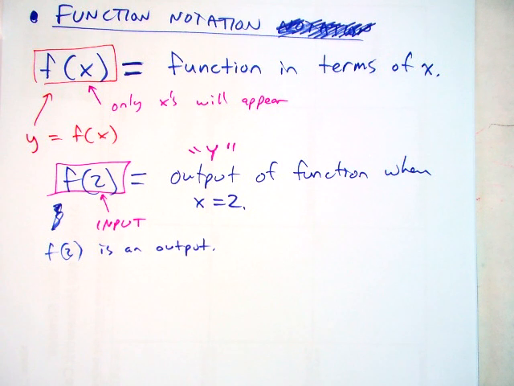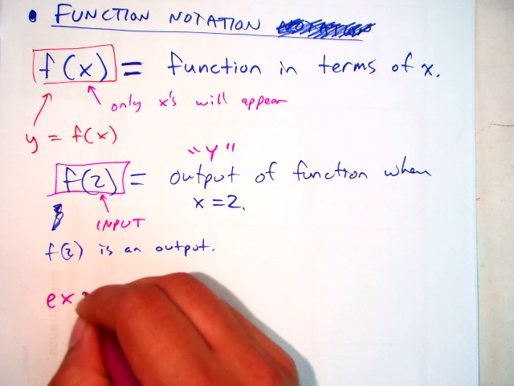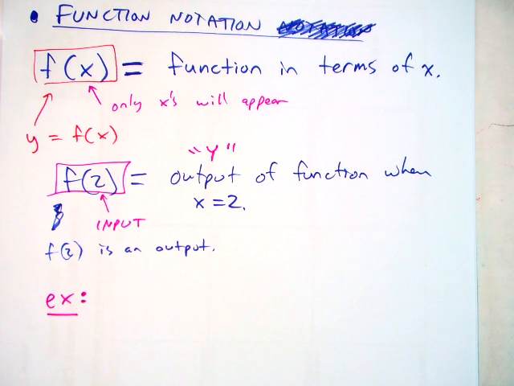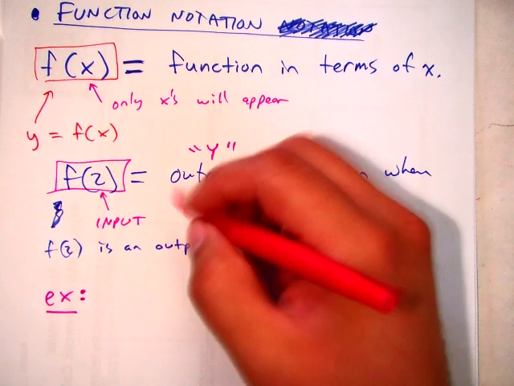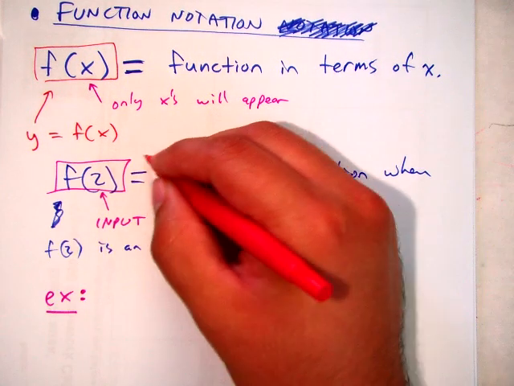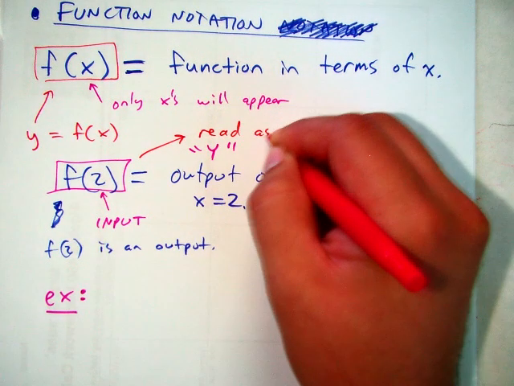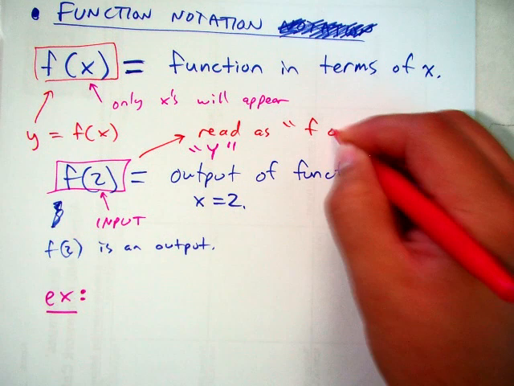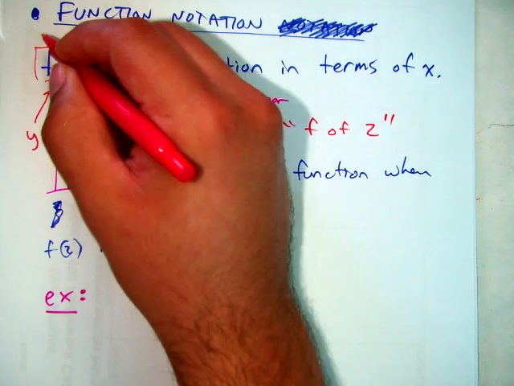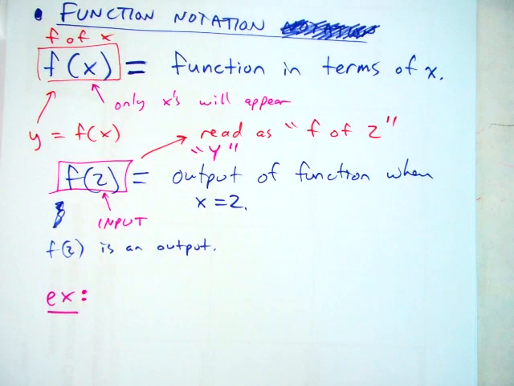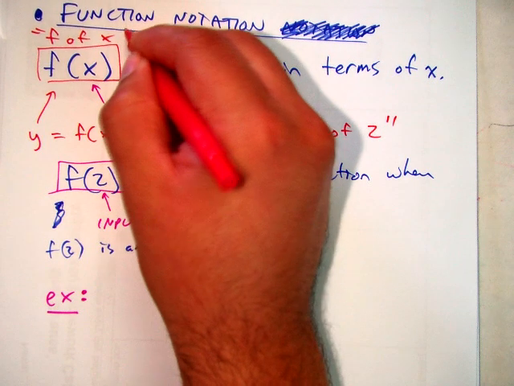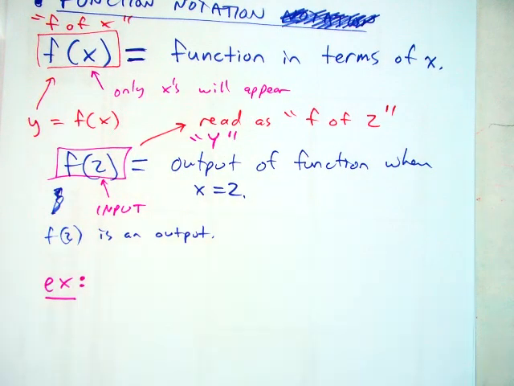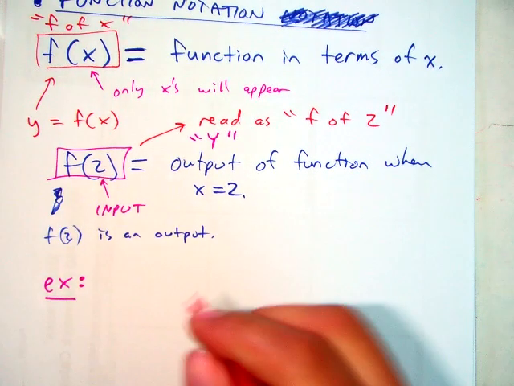So, for example, oh, and by the way, I didn't say this, but I think you guys know this already. You read this as f of 2. This is read as f of x. That's how you read it. So I don't want to hear anybody saying f2 and fx. Whoops, that's actually not what I meant. Okay.